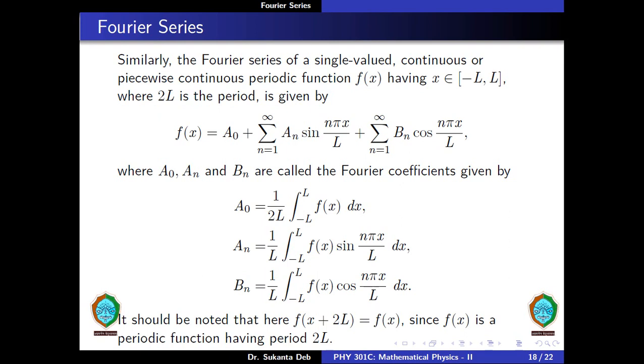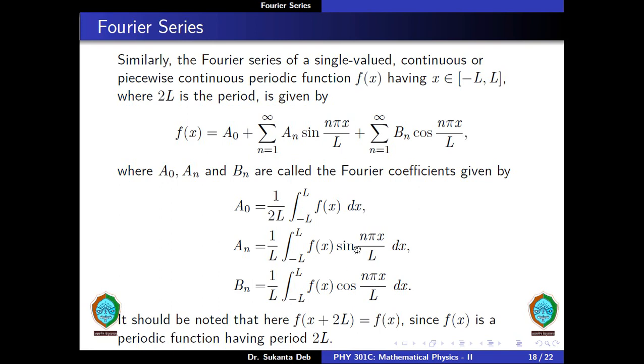to 1 by twice L, integral over minus L to L of f of x dx. Again, this is nothing but the mean value of the function over the length minus L to L, or from 0 to twice L. And similarly, a n is equal to 1 by L, integral from minus L to L of f of x sin of n pi x by L into dx, and b n is equal to 1 by L, integral from minus L to L of f of x cos of n pi x by L into dx. Note that this limit minus L to L can also be written as 0 to twice L. So we note that f of x plus twice L is equal to f of x, because f of x is a periodic function having a period equal to twice L.